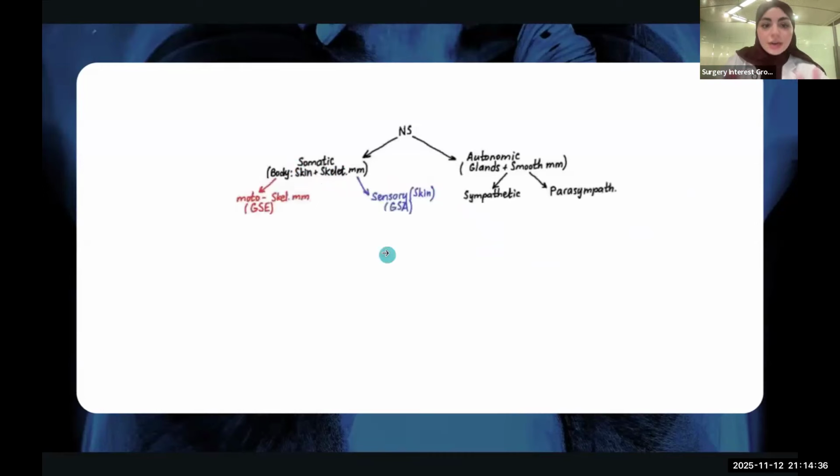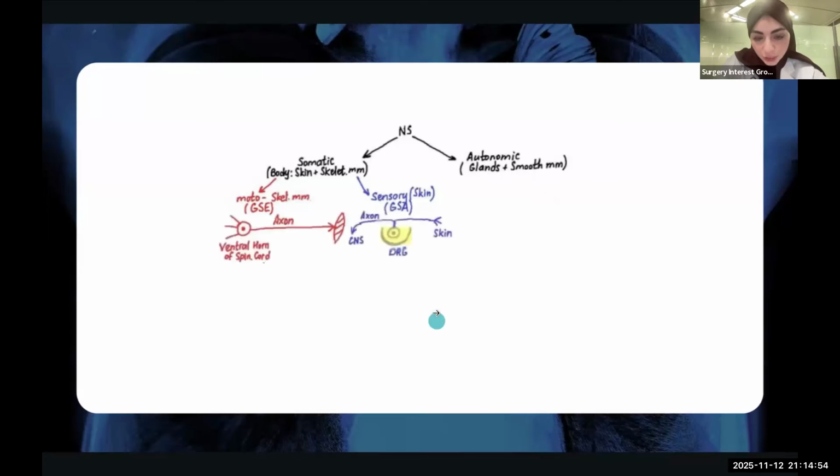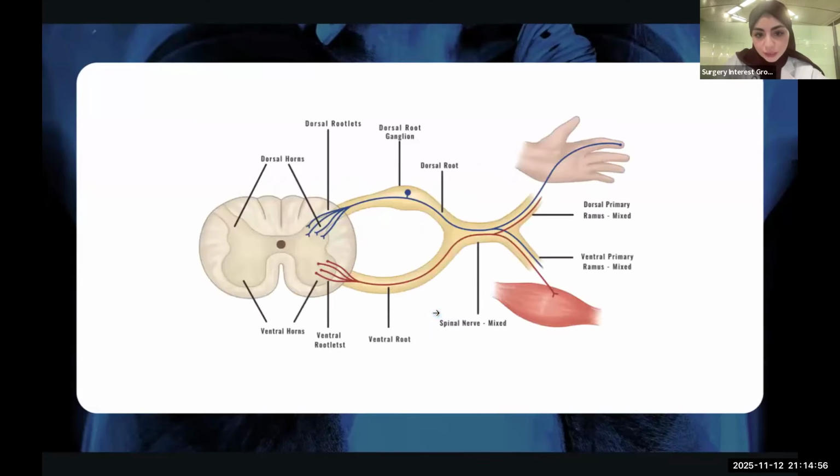Okay, next. Now we further divide, we said that the somatic is going to be what? Either somatomotor or somatosensory. Now another word that we could call motor is going to be efferent. And another word we could call sensory is going to be afferent. Why does it matter? I'll show you right now on the spinal cord cross-section and it would make sense.